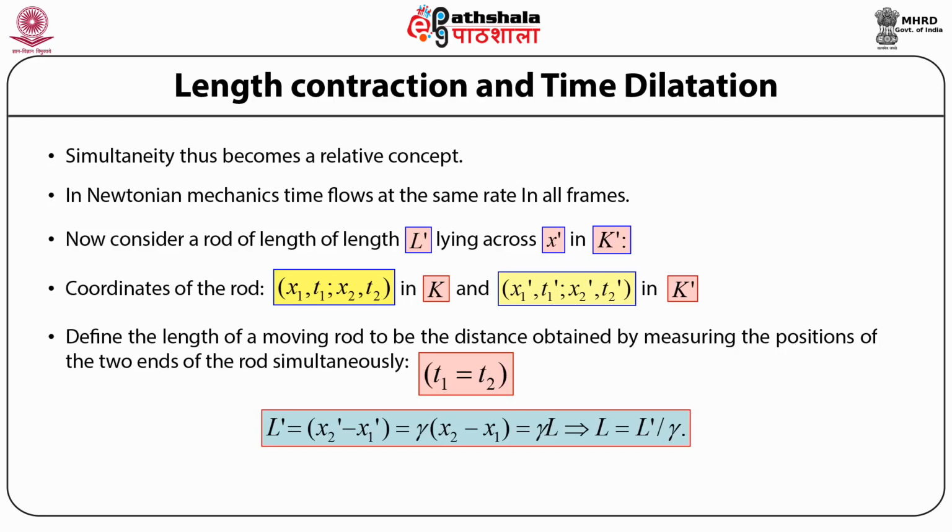So in other words, in the K prime frame of reference, the rod is stationary. So L prime is equal to gamma times L, it follows that L is equal to L prime by gamma. That is, if we calculate the length of the rod which is moving with respect to that frame of reference with a speed v along the positive x-axis, then the length of the rod appears to be shorter as compared to its length when measured in a rest frame of reference, that is a frame of reference in which the rod is at rest.